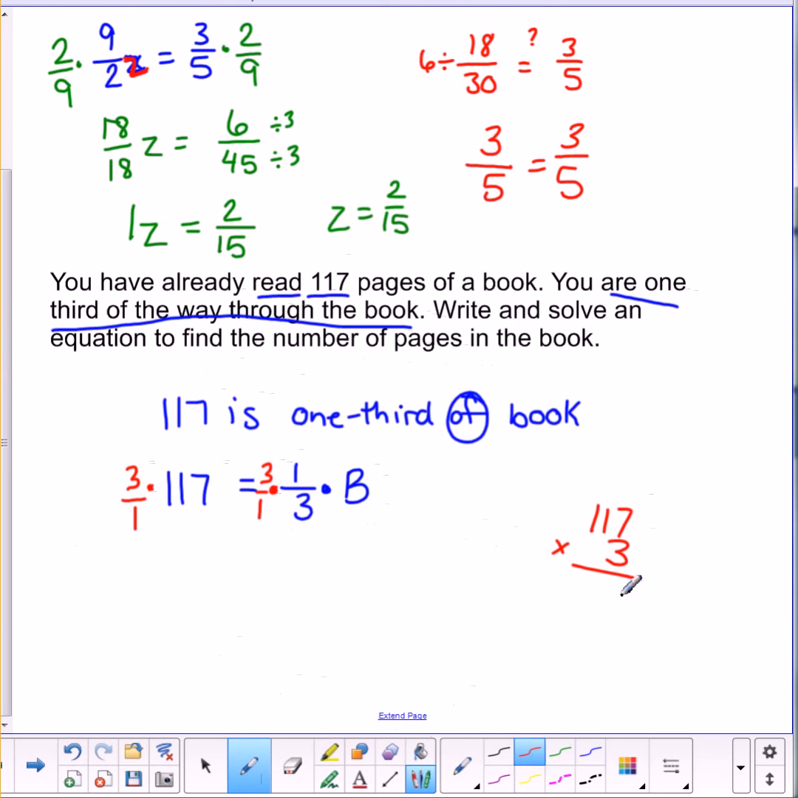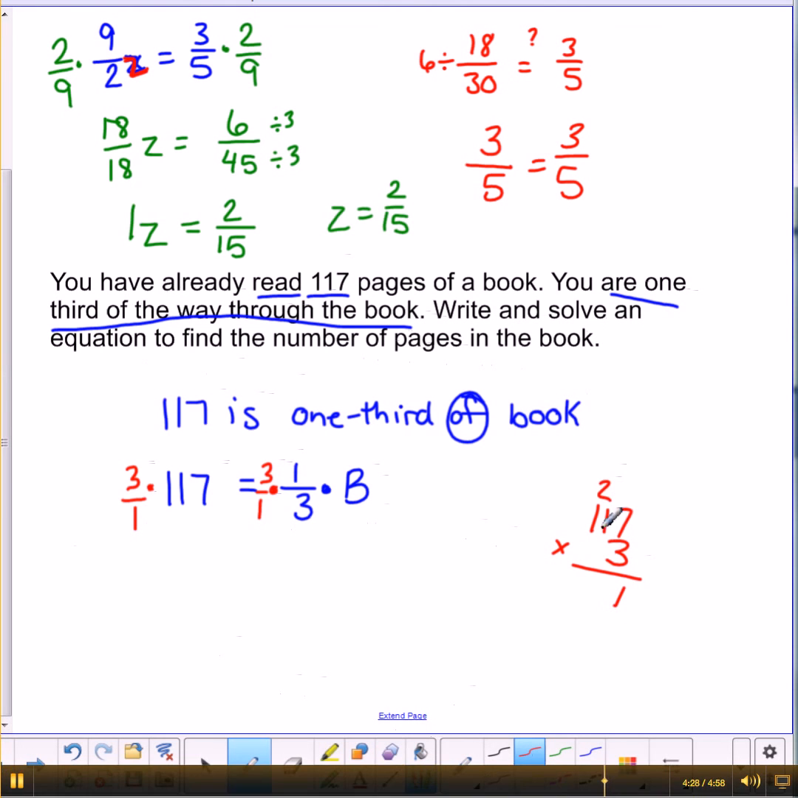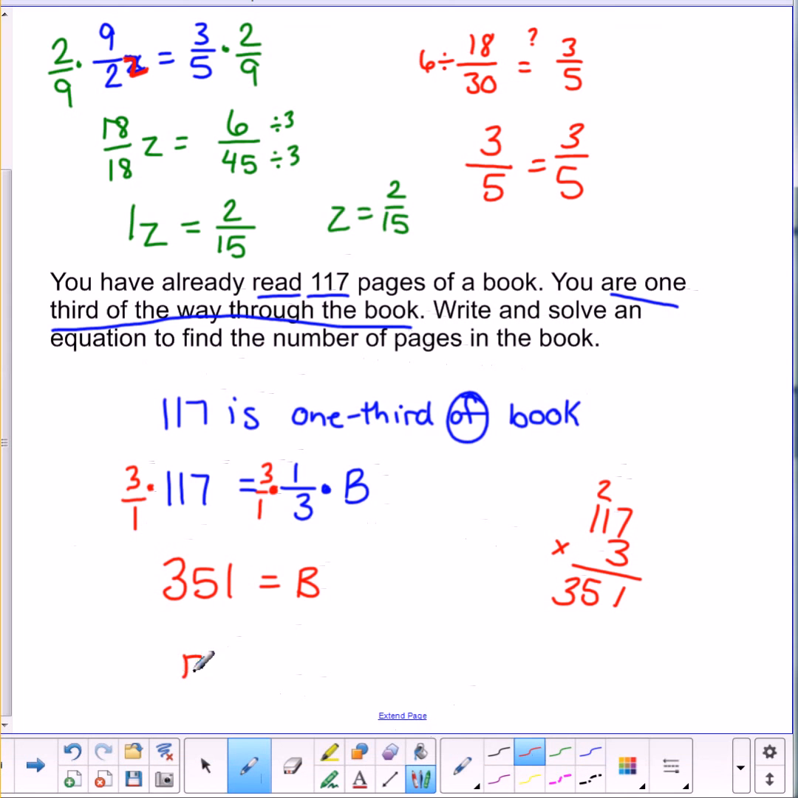7 times 3 is 21. Carry the 2. 3, 4, 5. And 3 times 1 is 3. So 351 equals the book. So the book has 351 pages. When you are writing equations in your word problems, watch out for those fractions written into your problem, and look to see that you write and solve your equations.